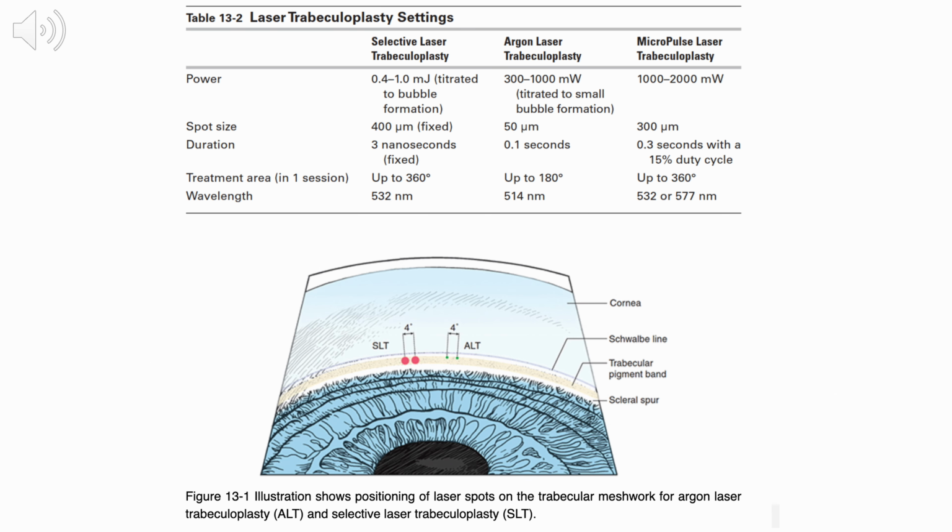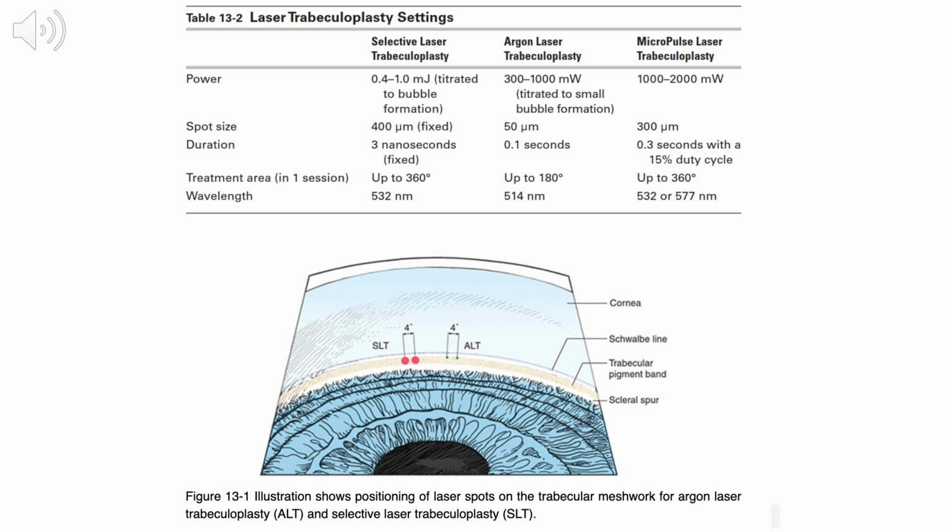Now that we've covered the basic technique, it's helpful to compare the typical settings for the main laser systems. Selective laser trabeculoplasty uses very low energy pulses in the 0.4 to 1 millijoule range, with a large fixed spot size and a nanosecond pulse duration. Because of the low energy and short exposure, it can safely treat up to 360 degrees in a single session.